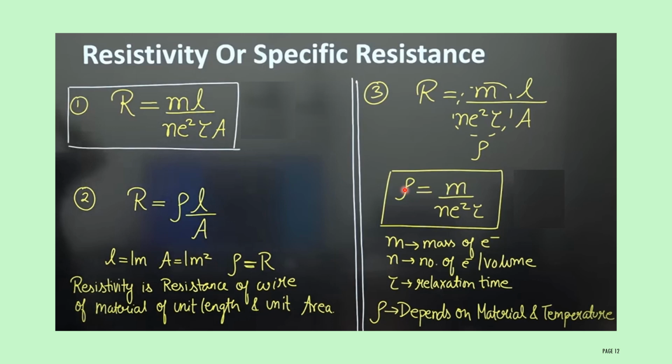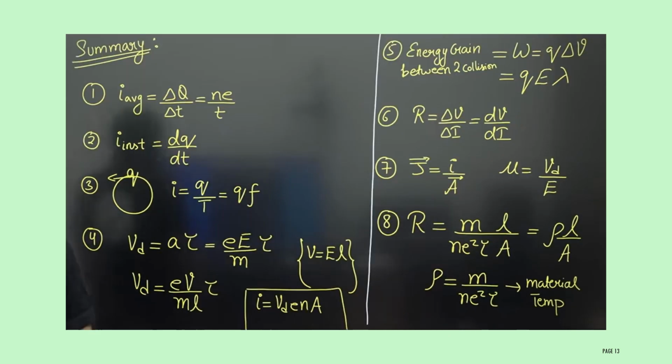Then this specific resistance rho will be equal to m divided by ne² tau. Here m is the mass of an electron, n is the number of electrons per volume, and tau is the relaxation time. Resistivity depends upon material and temperature. This point is very important. Specific resistance depends only on the material and also temperature. What we learned up to here.